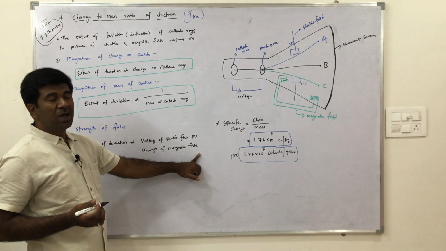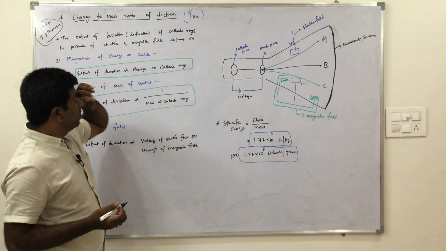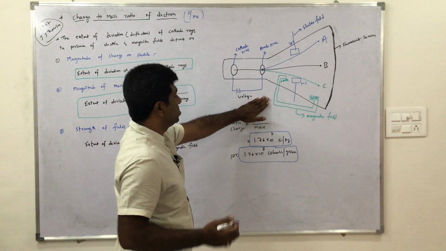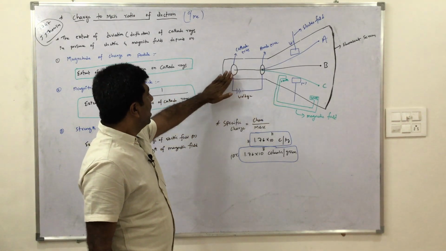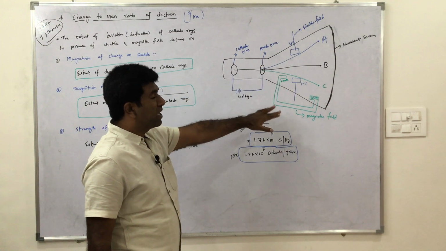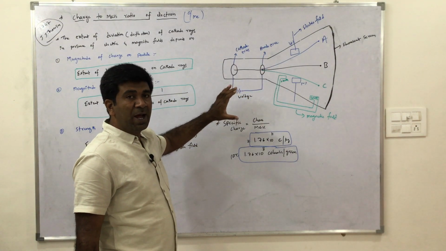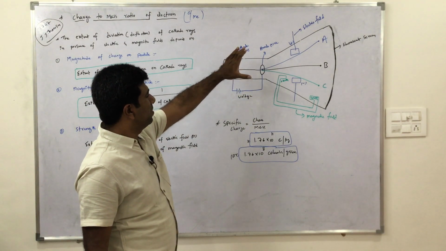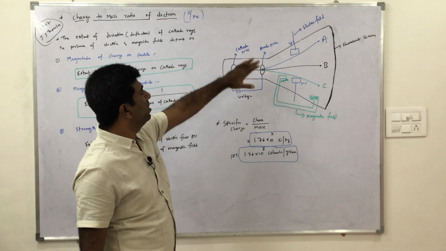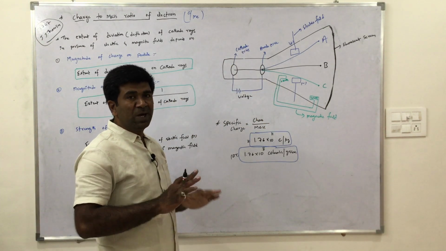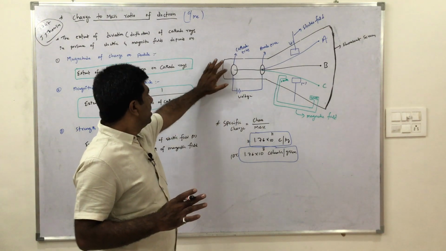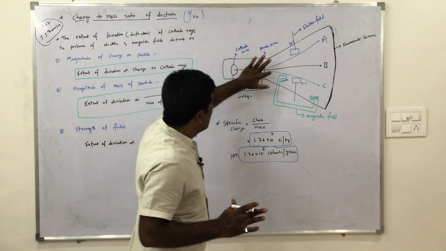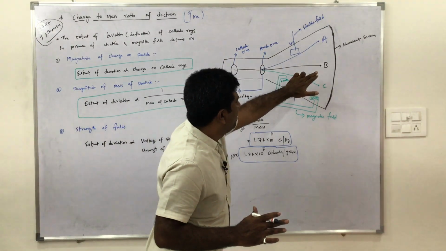Now he did one more experiment for this charge to mass ratio. He arranged the electric field and magnetic field at a time, and he adjusted the strength of the magnetic field and the voltage of the electric field, so that the cathode rays travel in a straight line and fall on point B.